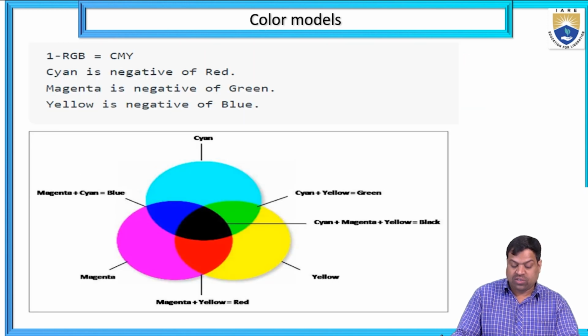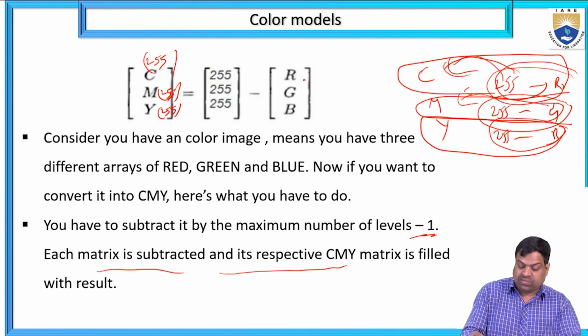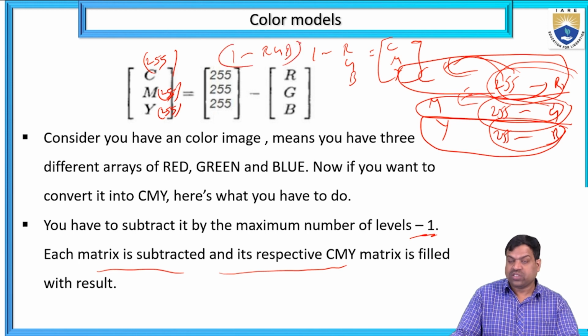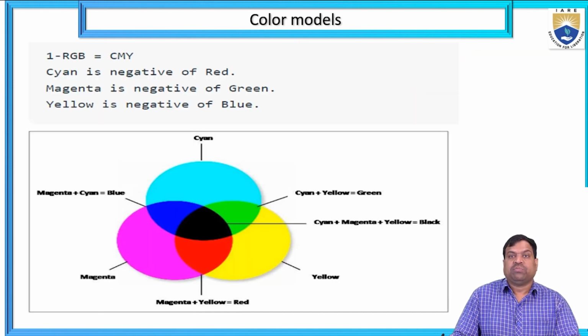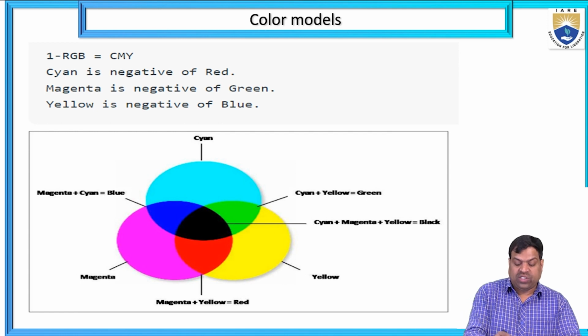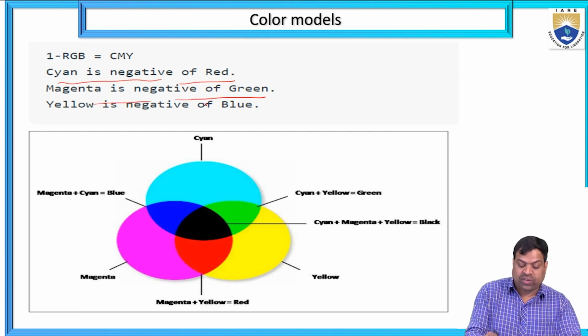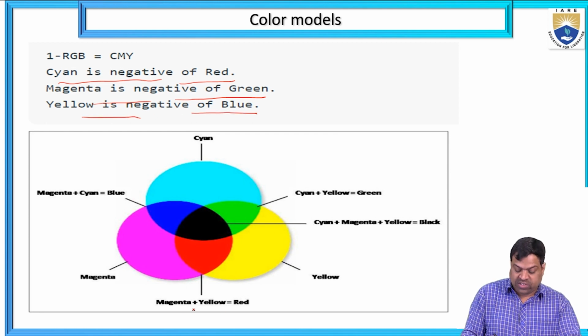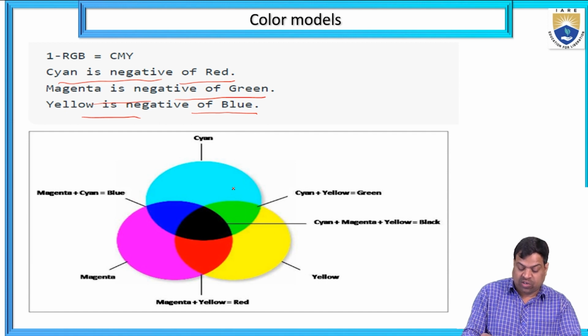1 minus RGB equal to CMY. So CMY is nothing but 1 minus RGB. That is the equation. Cyan is the negative of red, magenta is the negative of green, yellow is the negative of blue. So it is some combination of colors. What is the cyan? How does it happen? It comes from these colors.